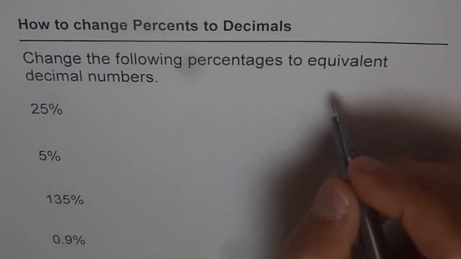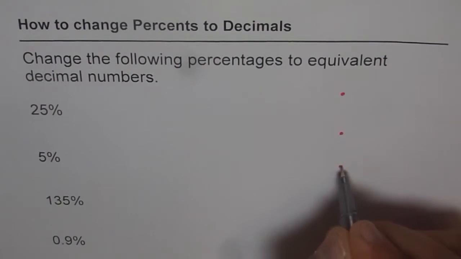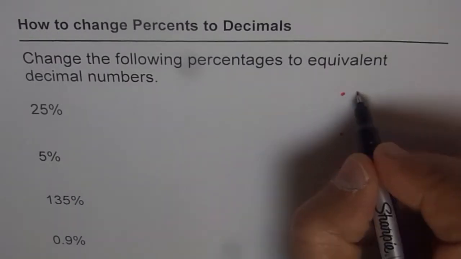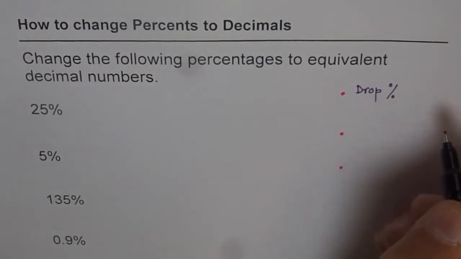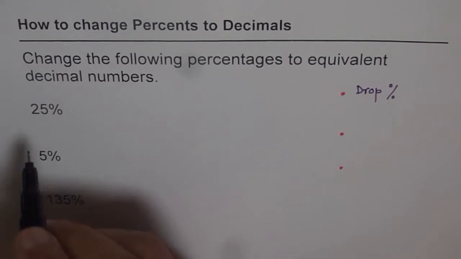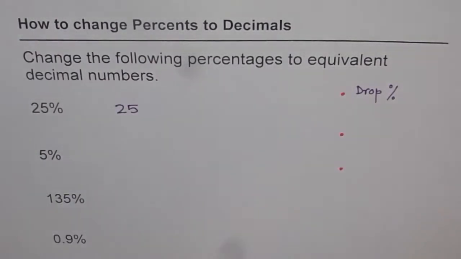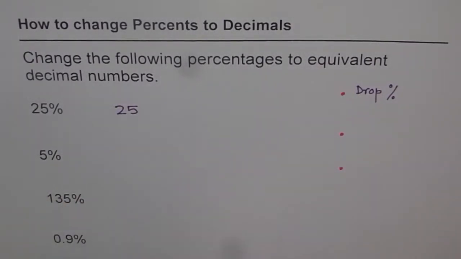As I said, we will do 3 simple steps. Step number 1, step number 2, and 3. I'll just list them out for you. So first step is very simple, and that is simply drop the percentage sign. So first step is drop percent. So let's do step number 1. We got 25%, so we'll just write this as the number 25. I'll consider one example, then you do the rest. So first is drop the percent sign.